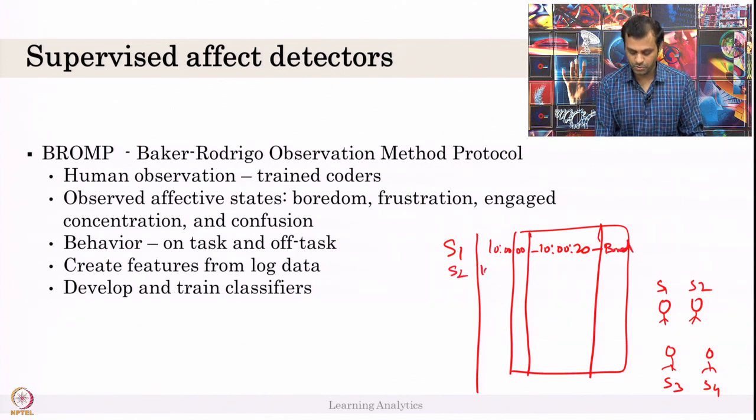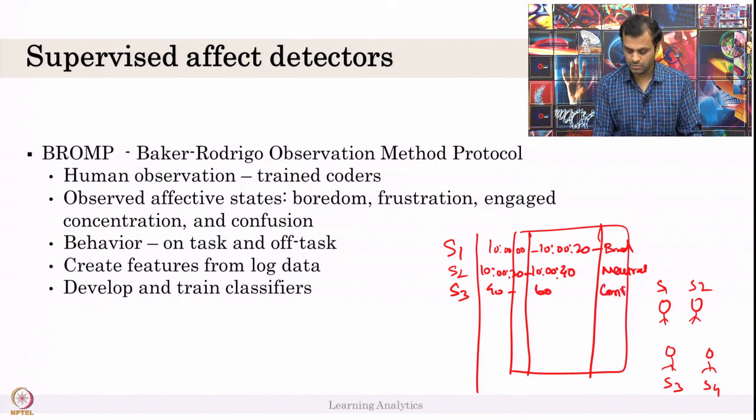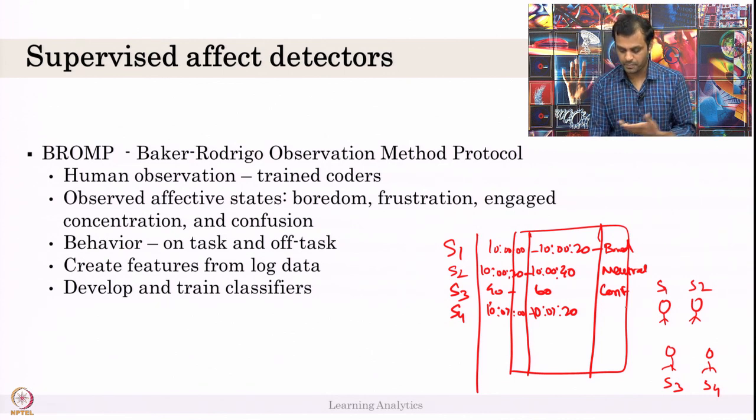Then you go to S2, you observe for 20 seconds, then you note down that the student is neutral, there is no emotion, he is actually focused, engaged. Then from 40 to 60 seconds, you might observe student 3, maybe confused. Then student 4, and you will be observing the student's emotion, say S4 may be confused, bored or frustrated.